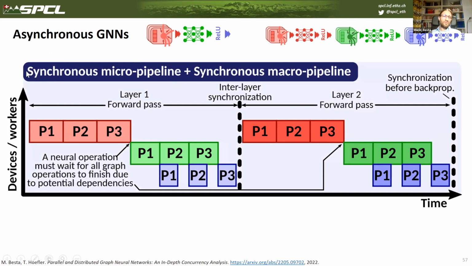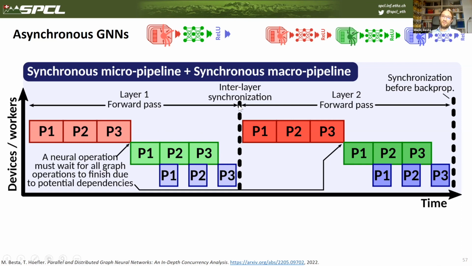We are going to see here an example of a synchronous micro pipeline combined with a synchronous macro pipeline execution. So in this plot on the x-axis, you can see the time, right? So we are proceeding with our computation from left to the right. The y-axis is the specific device or a worker, right? So this row here corresponds to worker 1 in layer 1. This row here corresponds to worker 2 in layer 1. This row here corresponds to worker 3 in layer 1, right? And the same for layer 2, right?